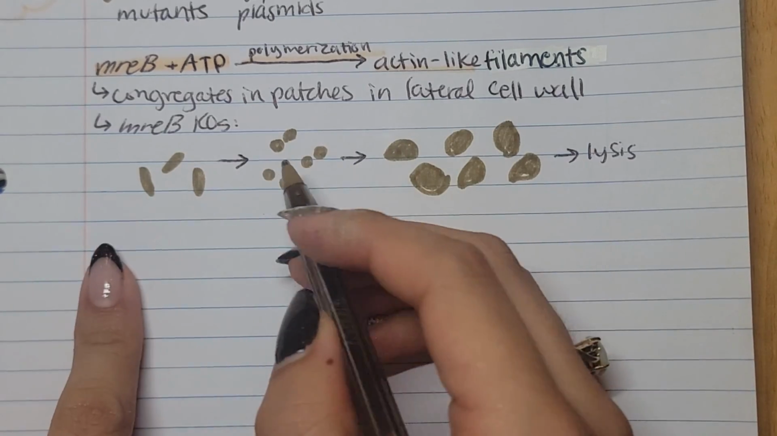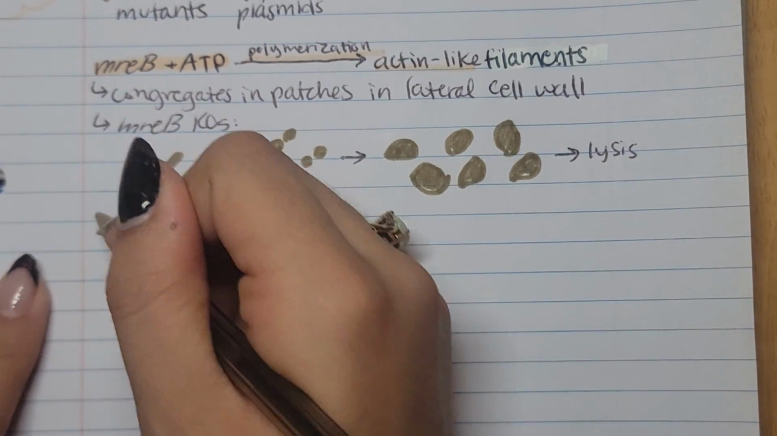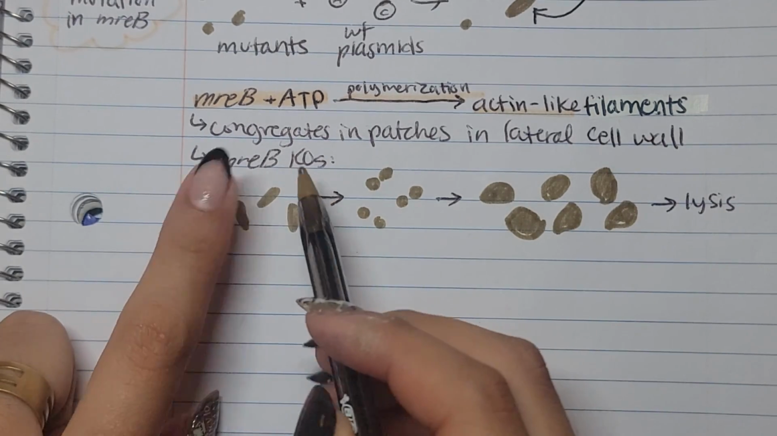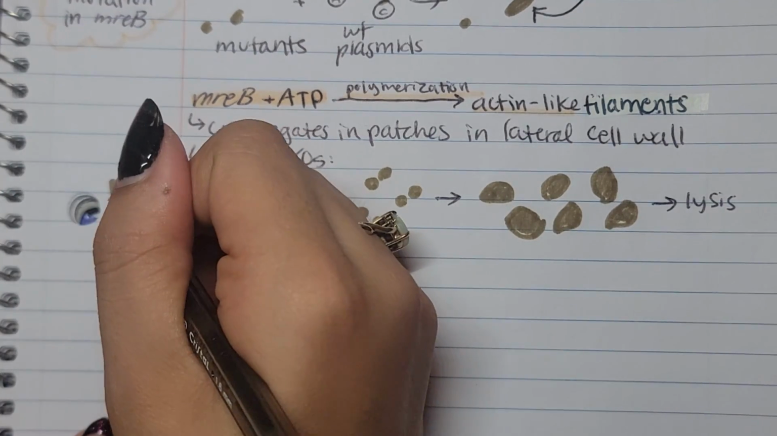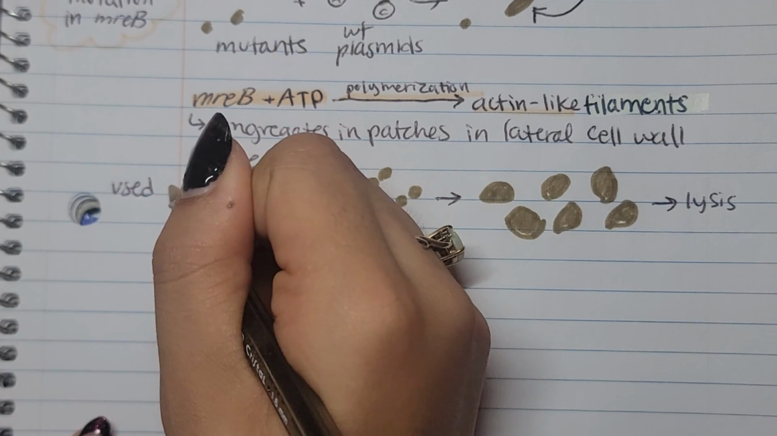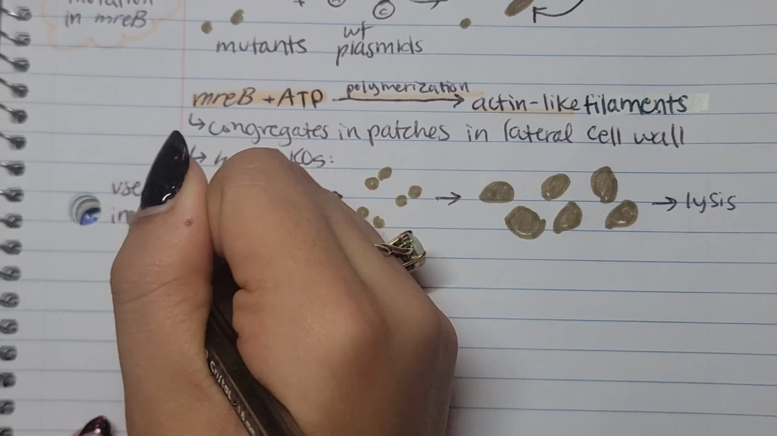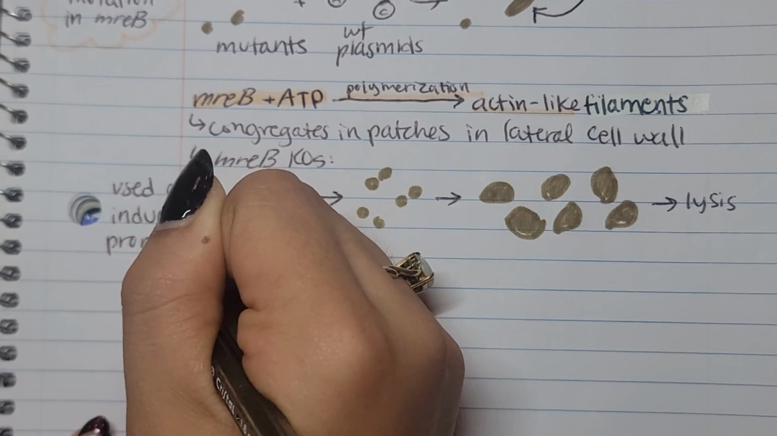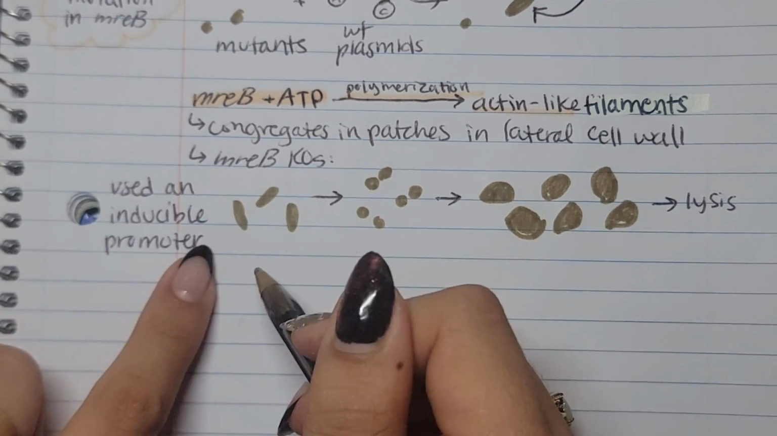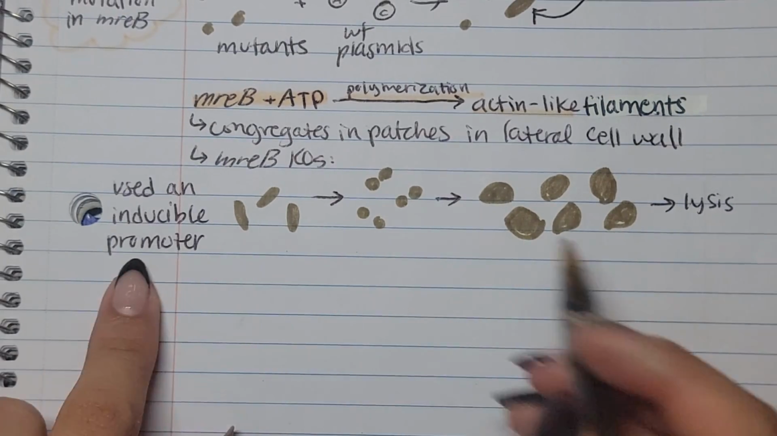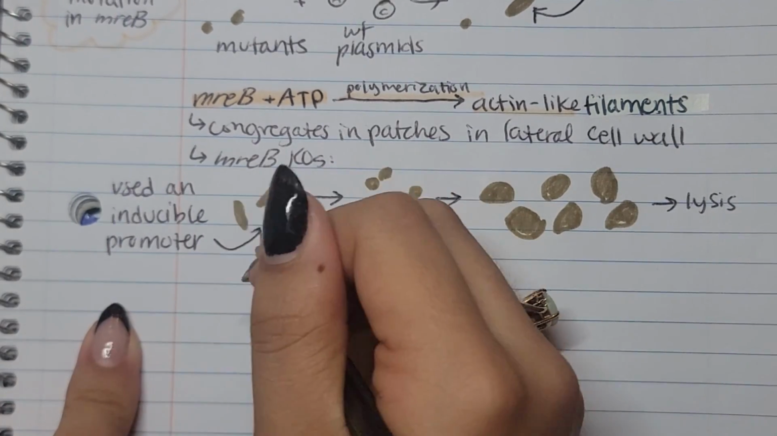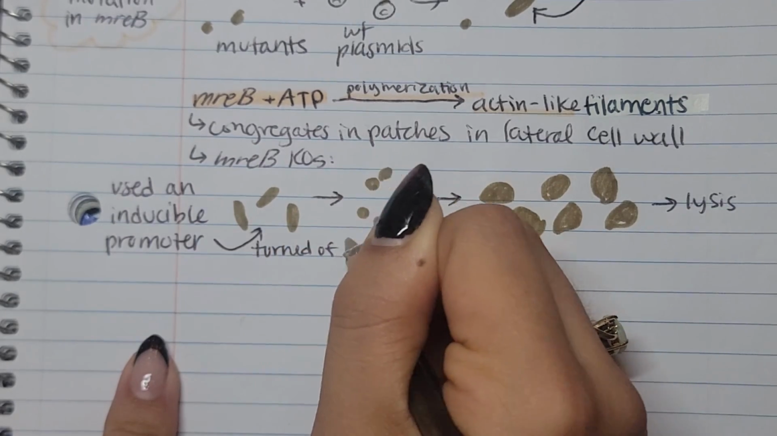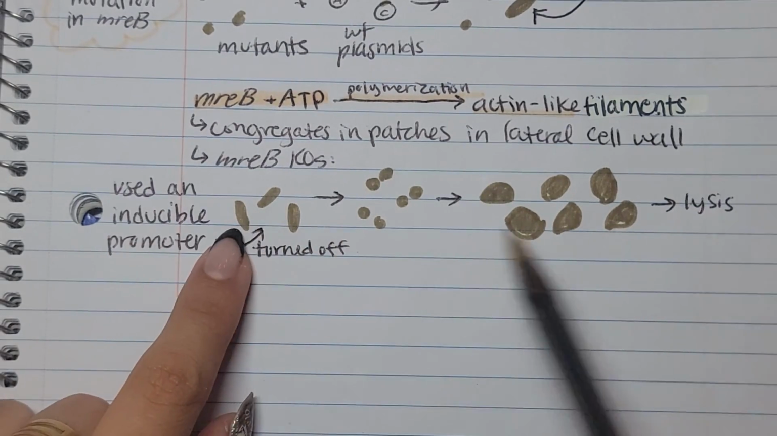Well, this is actually used with an inducible promoter. So first, we made the mutants. We used an inducible promoter to grow them, so it induced the gene. And then when we wanted to start the experiment and see what happens, we stopped inducing it. So that's how we had enough cells to observe for this.